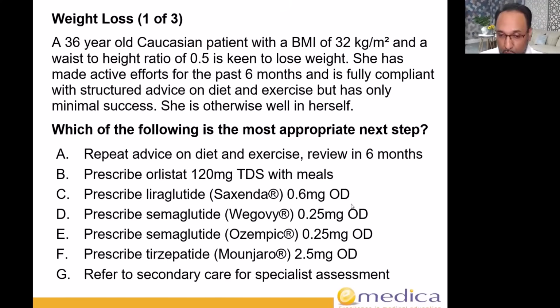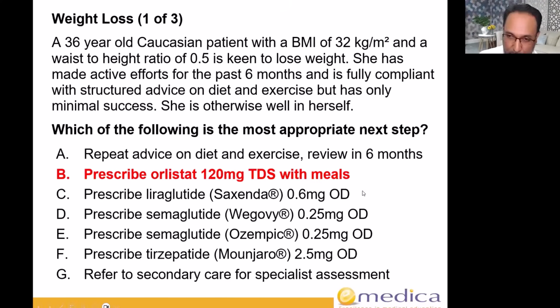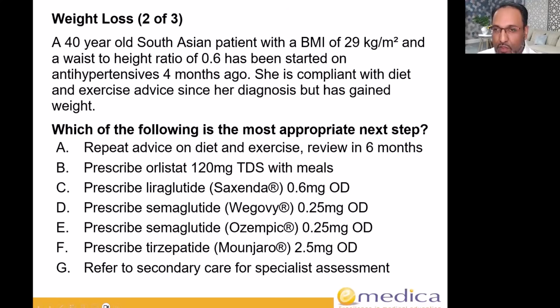Okay. So what could we do? Well, we could prescribe orlistat for this patient. Their body mass index isn't at the threshold where they're eligible for the injectables under the NHS. Okay. But we could prescribe orlistat, and we can prescribe that in primary care, can't we? Okay. Let's look at the second one.